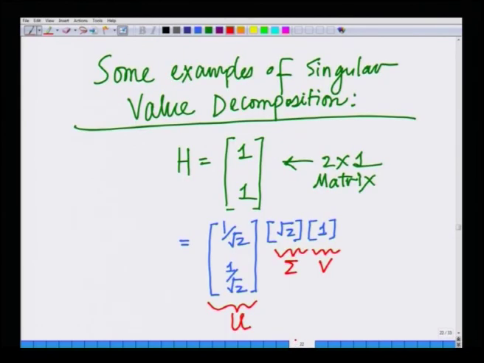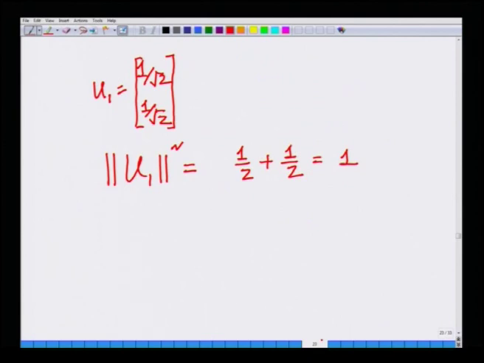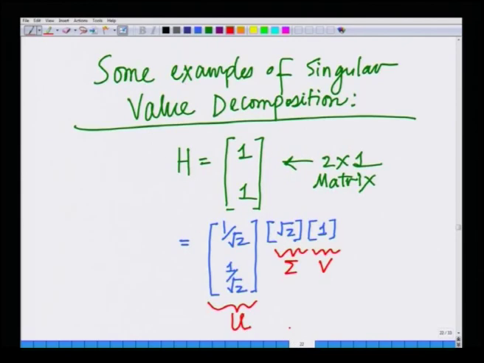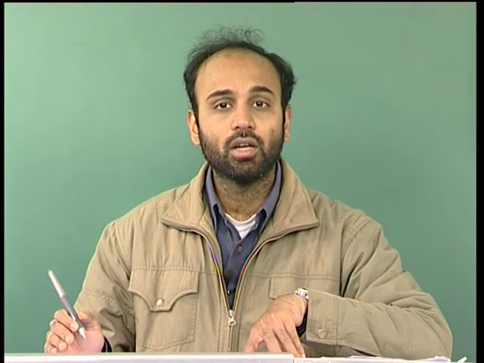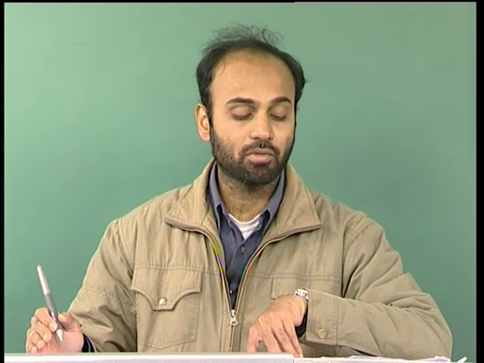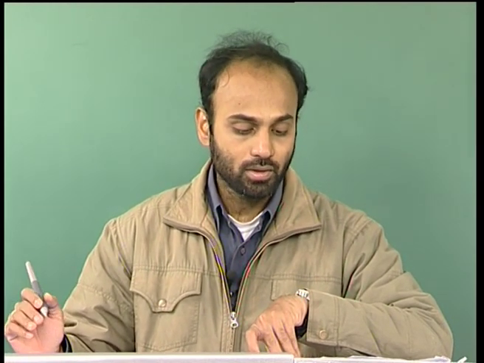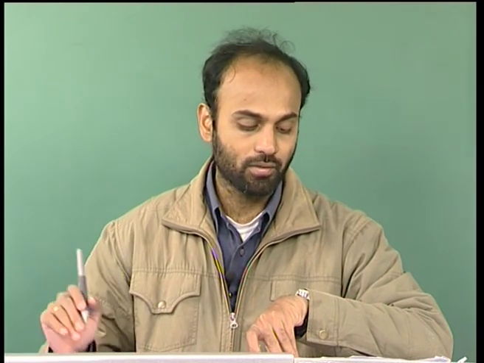Further, the singular value sigma 1 equals square root of 2, there is only one singular value and it is greater than or equal to 0. And further, the matrix V is trivially a unitary matrix, because V equals 1, which means V Hermitian V equals 1, which is essentially the identity matrix. Hence, this is a trivial singular value decomposition. We have shown that a singular value decomposition exists for a non-square matrix.